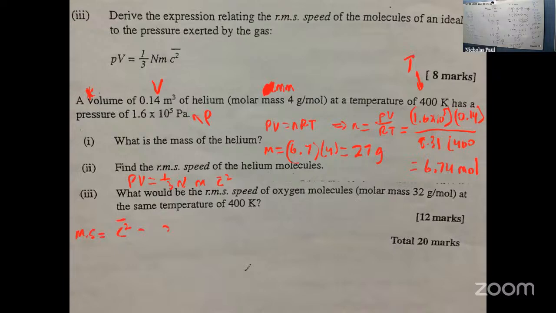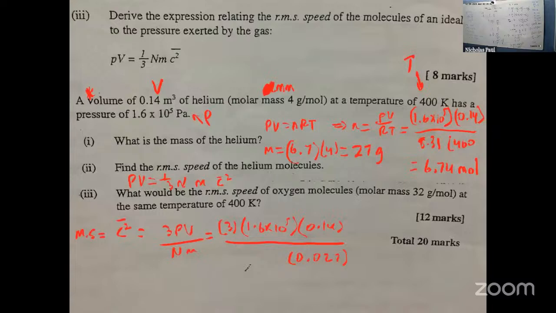speed will be 3 times pressure times volume all over Nm. Right? 3 is 3. Pressure is 1.6 by 10 to the 5. The volume is 0.14. Do we know the number of particles? No. But we have the mass. The mass is 27 grams, which is 0.027 kilograms. Right? We have a slight problem. We don't know the number of particles.